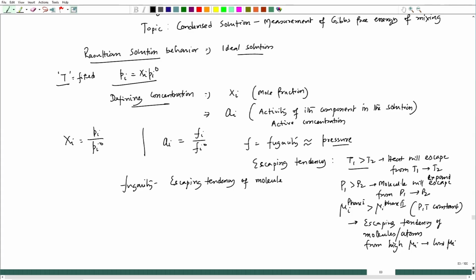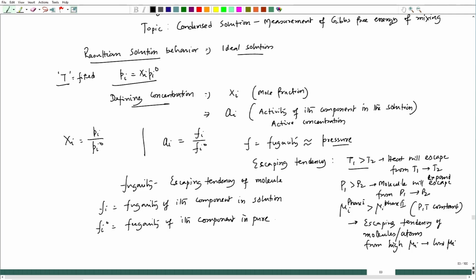So, fugacity is also related to the escaping tendency of molecules, and it is basically having a similar nature with reference to pressure, but it is not equal to pressure; remember, it is equal to pressure only if we consider the ideal case. Here Fi is the fugacity of the ith component in solution, and Fi naught is the fugacity of the ith component in pure state, or pure condition, and this can be considered as a standard state. Remember, every time this is specific to that particular temperature we are considering.